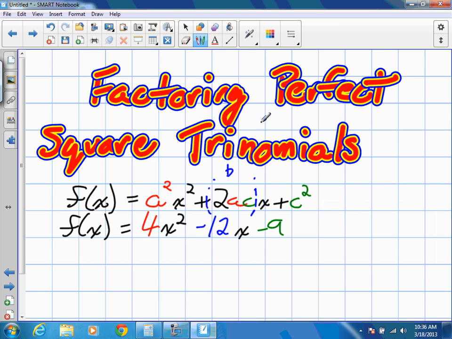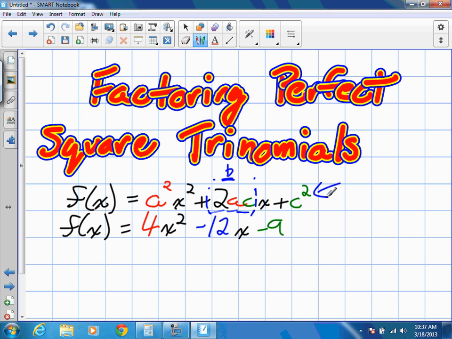We're going to work on factoring, and in this case, it's factoring perfect square trinomials. Now, this is essentially what a perfect square trinomial looks like in its base form. The first number can be square rooted. The last number can be square rooted. And the square roots of both of those times 2 will give us our middle value, which is essentially our b when we're talking about standard form.